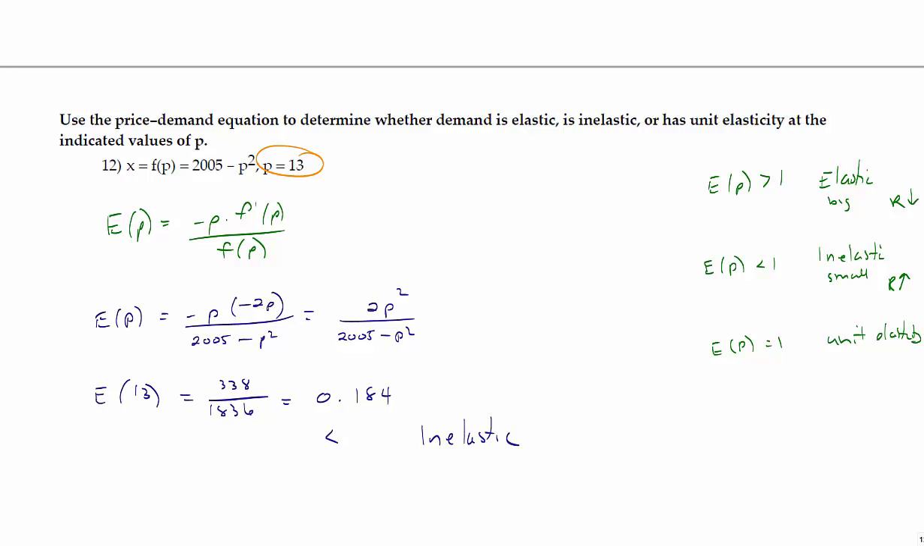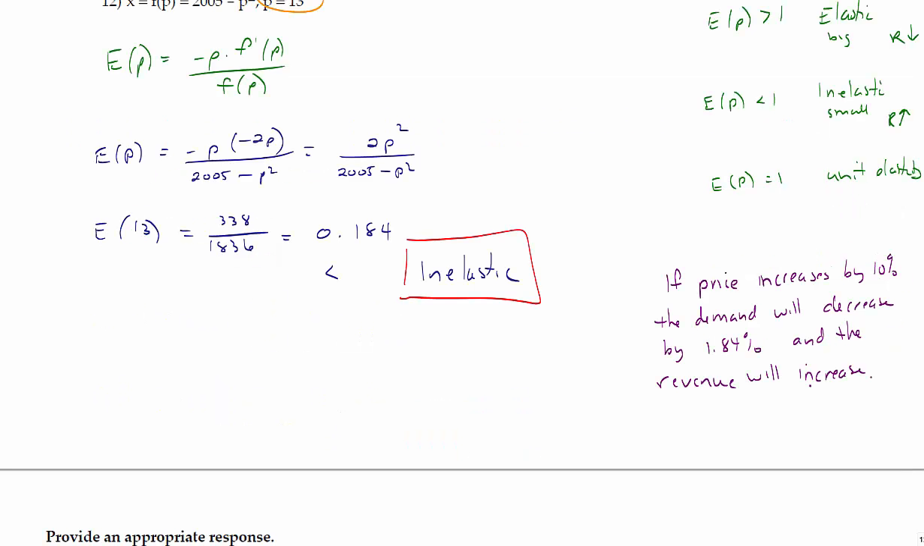And again, what this means is if my price increases by, let's say, 10%, then my demand is going to decrease by 1.8%, and my revenue will increase. Okay, so I just went ahead and wrote that out for you. So again, if the price increases by 10%, the demand will decrease by 1.84%, and the revenue will increase.